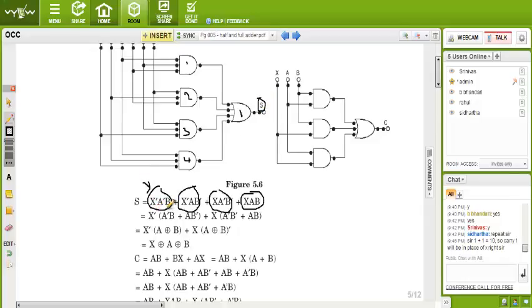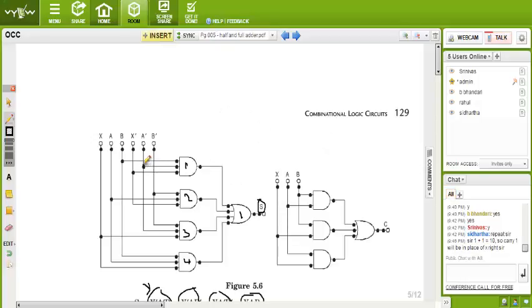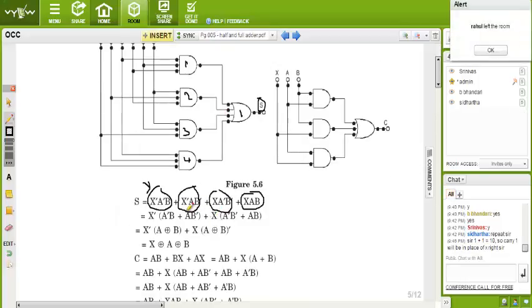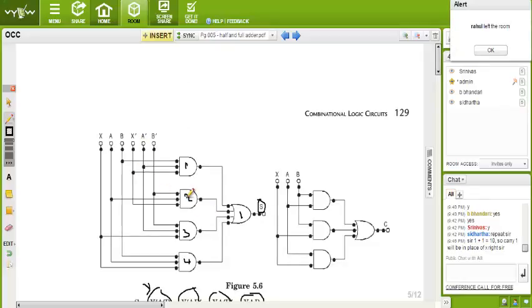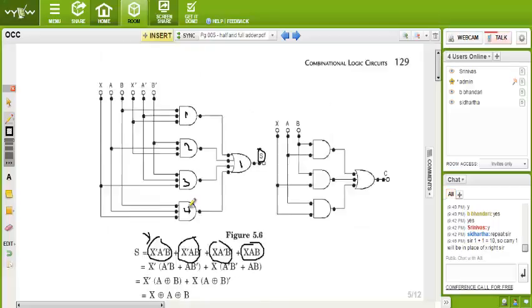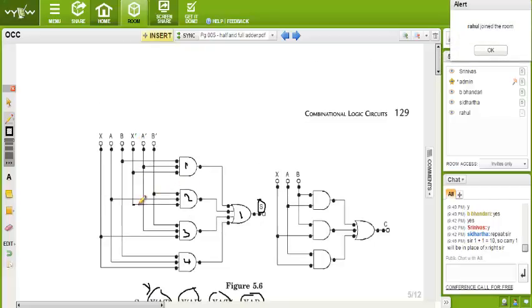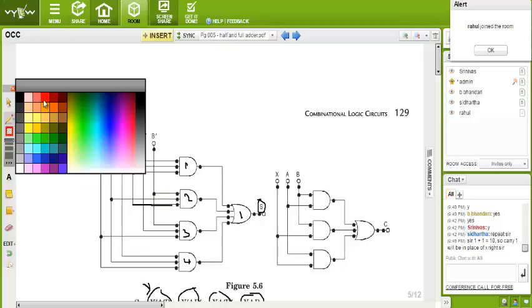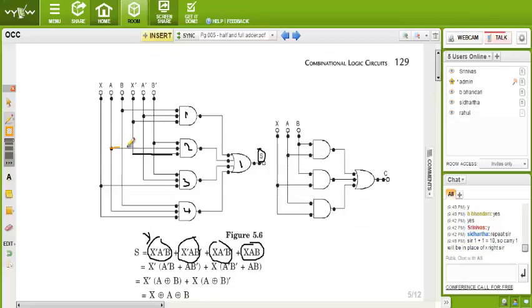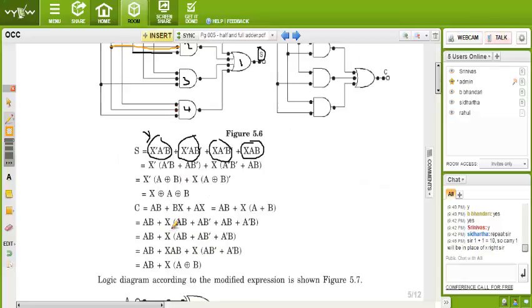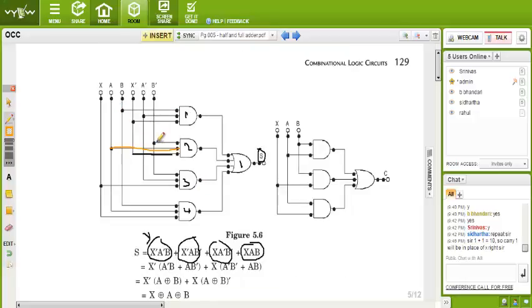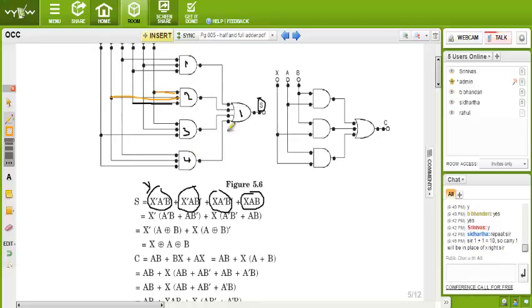And what relation does it maintain? The first one gets x bar a bar b. See, we give x bar, a bar and b. The second one gets x bar a b bar. So the second one gets x bar from the input, then a, and b bar. In that way we can connect every individual gate, and then we get the answer S. In the same way, we can design the circuit of carry. So finally we get the full adder circuit.